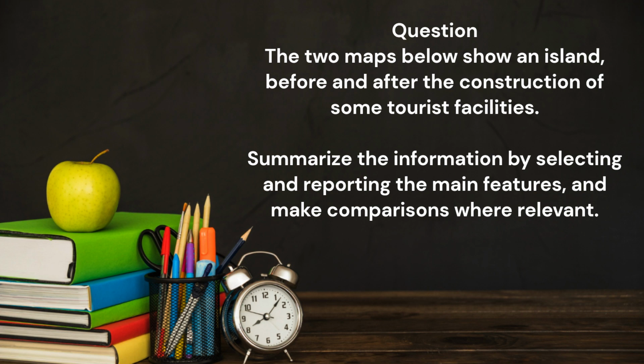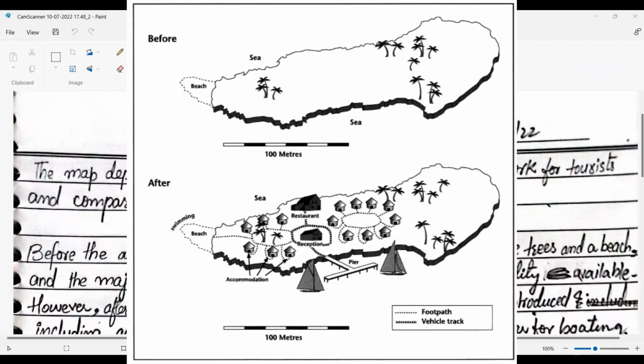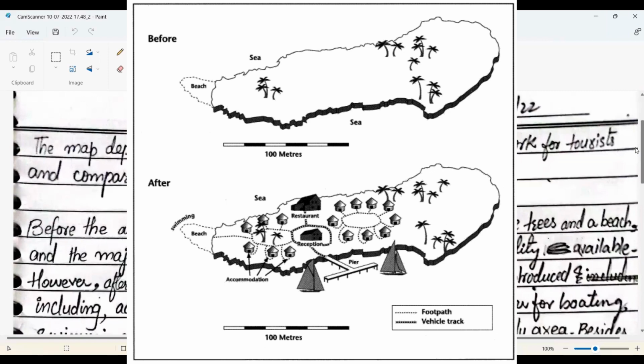So it says the two maps below show an island before and after the construction of some tourist facilities. Summarize the information by selecting and reporting the main features and make comparisons where relevant. So two maps are given of an island and that was to be reported. So let's start.